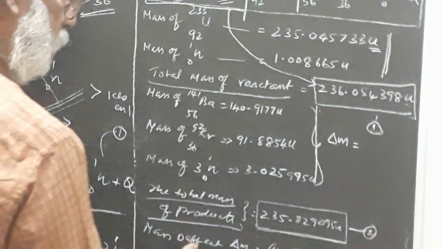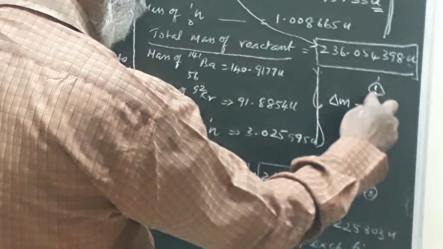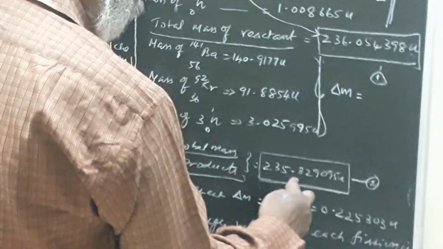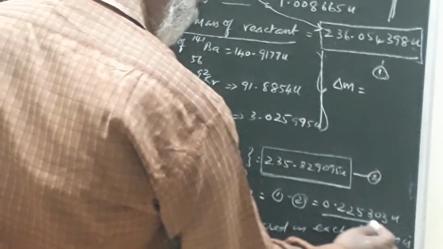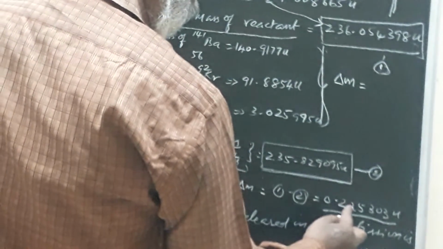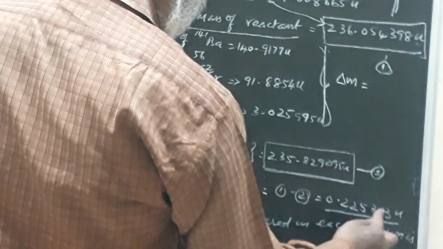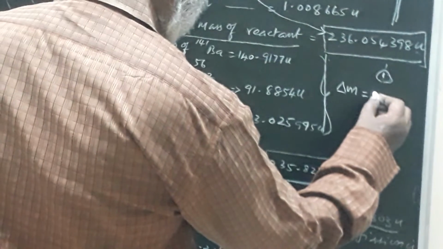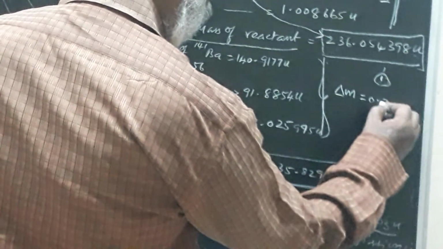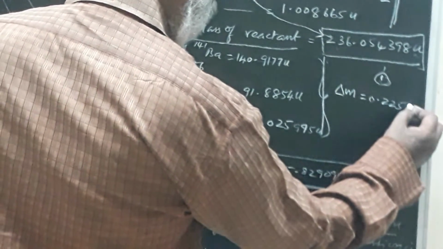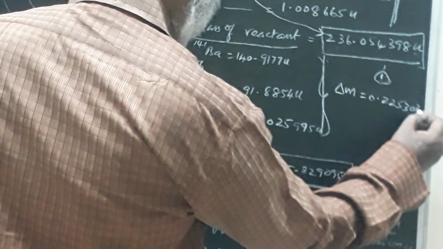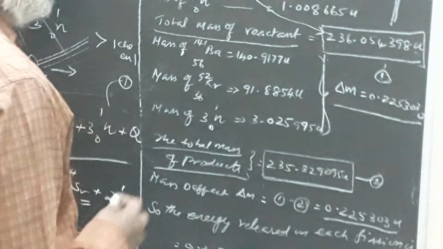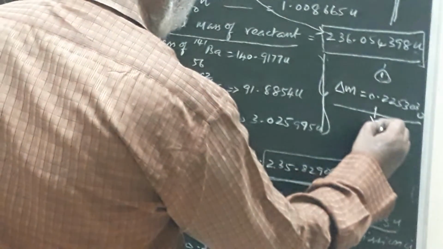That is called the mass defect. The mass defect is nothing but the subtraction of equation 1 and 2. Subtract 236 and 235 like this. Then we get 0.225303 atomic mass unit. This is the mass defect.